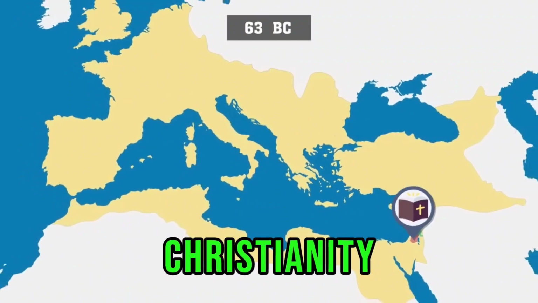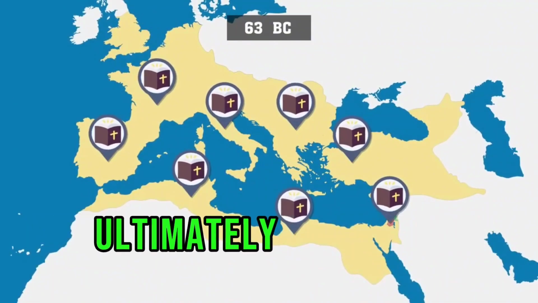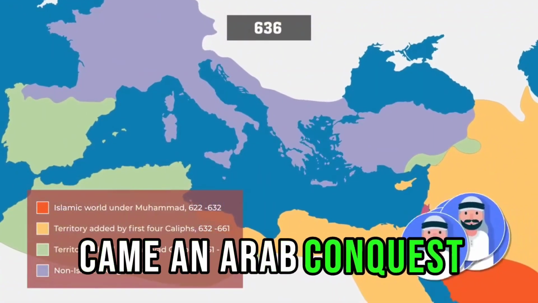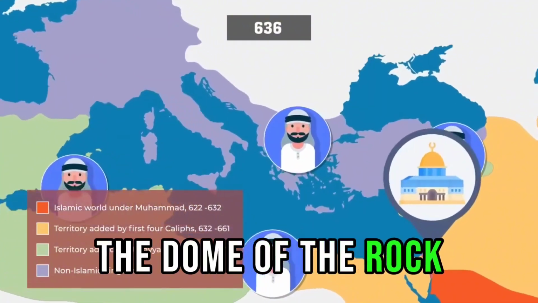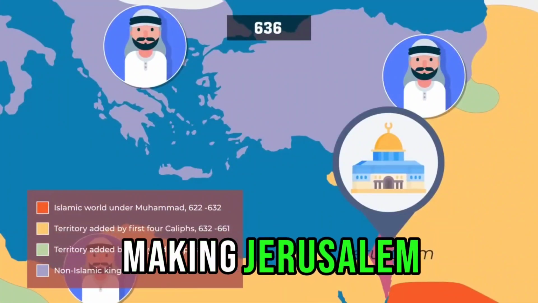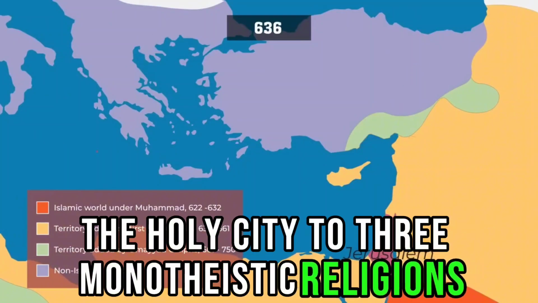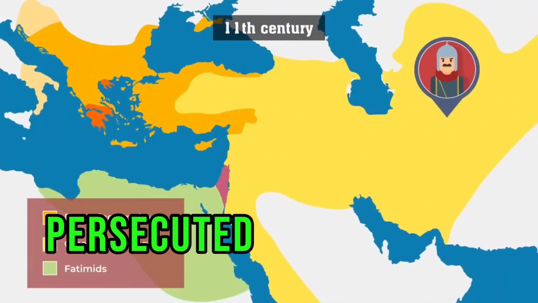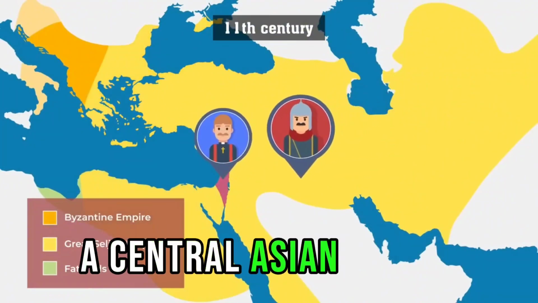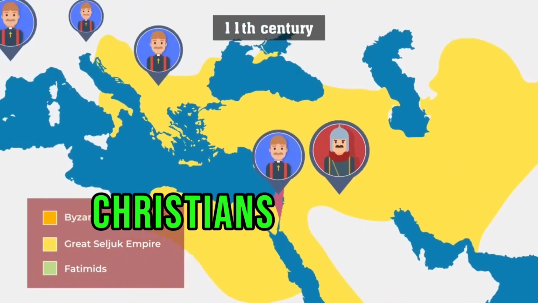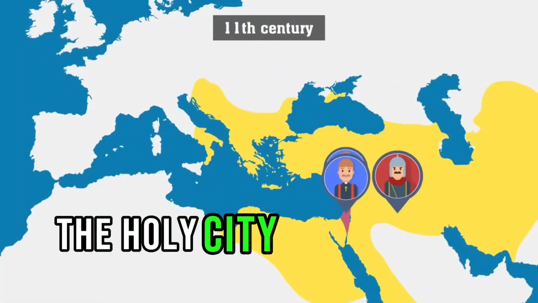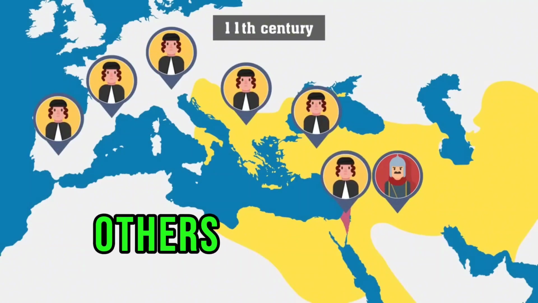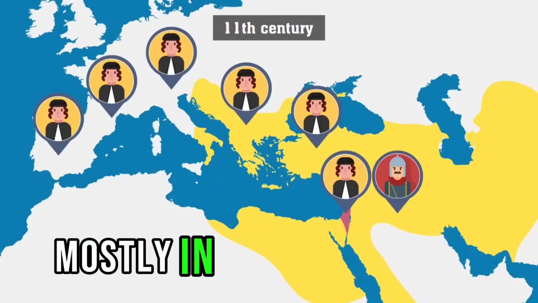During this time, Christianity, which started as a Jewish sect, ultimately became a dominant religion toward the end of the Roman Empire. In the 7th century came an Arab conquest, beginning the spread of Islam. The Dome of the Rock was built on the ruin of the Second Temple, making Jerusalem the holy city to three monotheistic religions: Judaism, Christianity, and Islam. After Christians in Jerusalem were intensely persecuted by the Seljuk Turks, a Central Asian empire with ambition to expand its territory, Christians in Europe launched several crusades to bring the holy city back to the hands of Christians. During this time, many Jews were killed. Others were making pilgrimages everywhere, mostly in Western Europe.